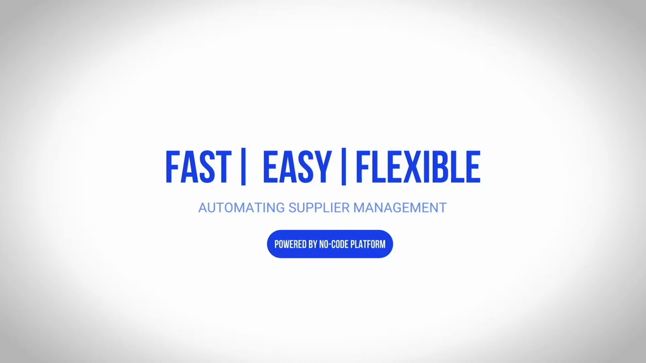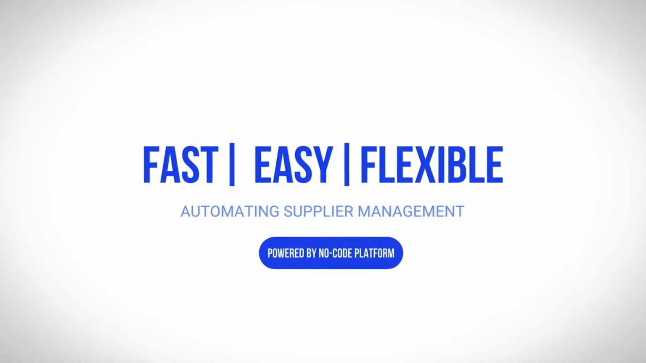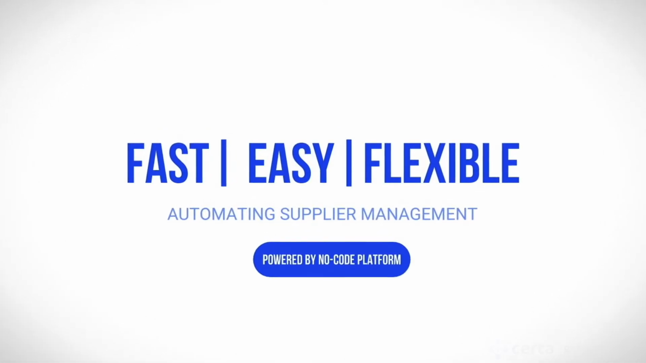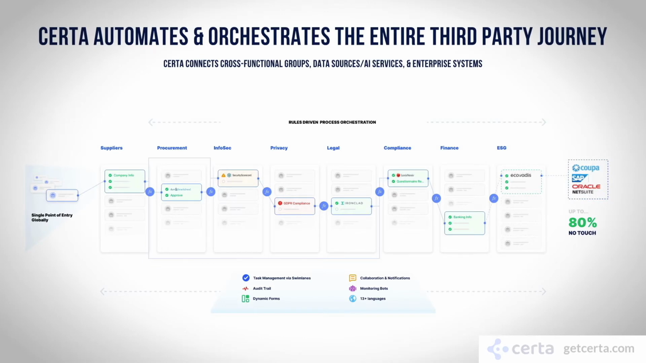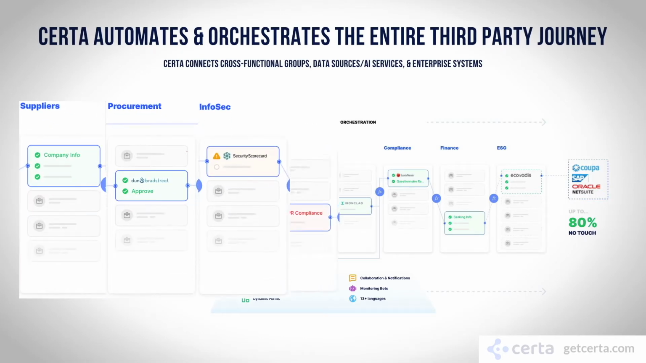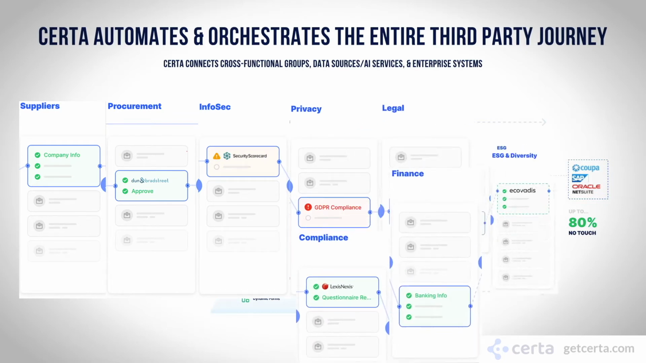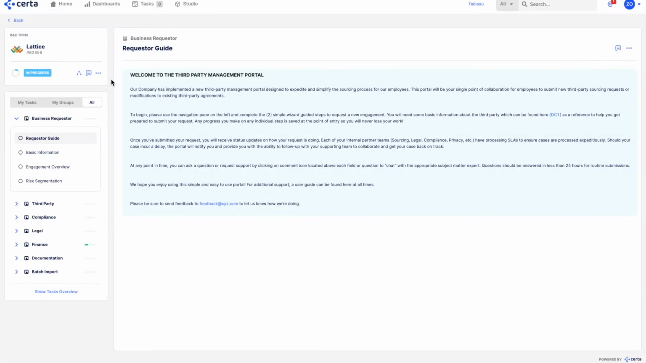A capability demo to showcase the functionality of the Certa platform for the onboarding of third parties, customers, or partners. Certa automates and orchestrates the entire third-party journey using a no-code platform to connect cross-functional groups, data sources, and enterprise systems. I will now walk you through the process of onboarding a new third party, in this case, Lattice.